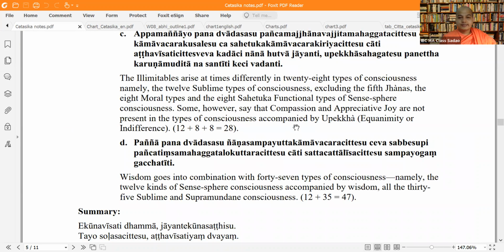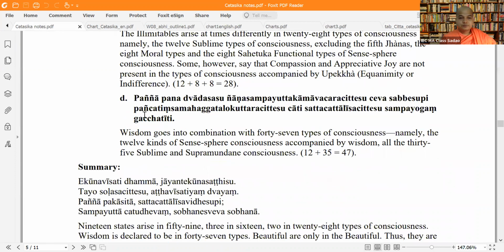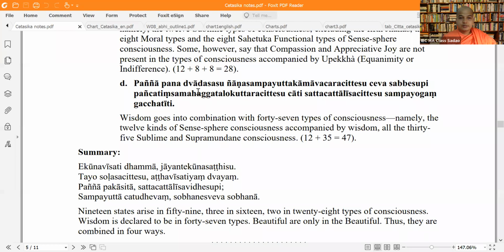But probably when we look at the detailed discussion with regard to these apamanyas and also upekka in the text, with the Mata Sangha, we may find some clearer explanation. And this is the last one. Panyapana dwadasa so yana sampayuttaka, yana sampayutta kamavachara chittesu cheva sabbesu pi, panchatimsa mahagata lokuttara chittesu chati, sattachattalisa chittesu sampayogam gacchati.